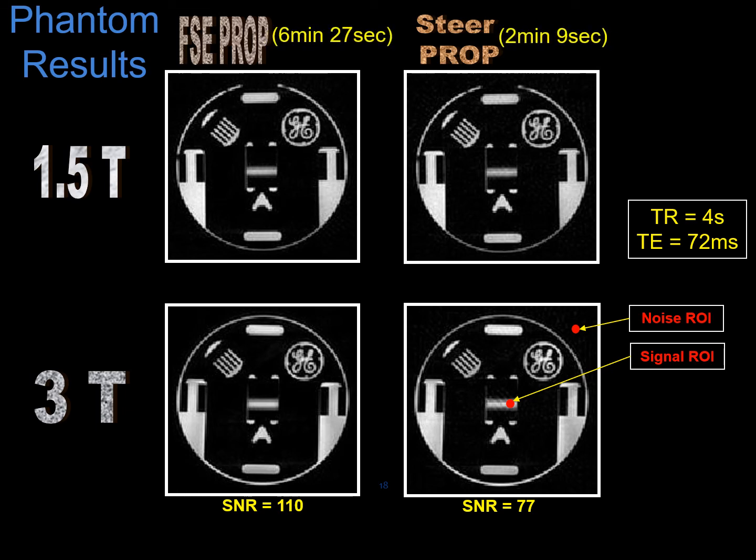Although an overall 30% lower SNR was seen on steer prop, the normalized signal-to-noise ratio for steer prop was higher than FSE propeller. We did observe some minor streaking artifacts at the central region of the phantom in steer prop images. We believe this might be because of magnetic susceptibility effects associated with the phantom geometry.